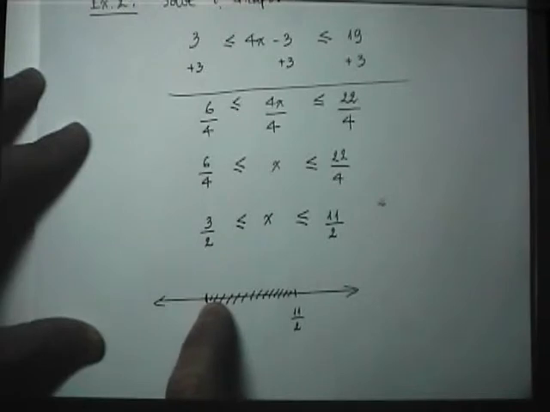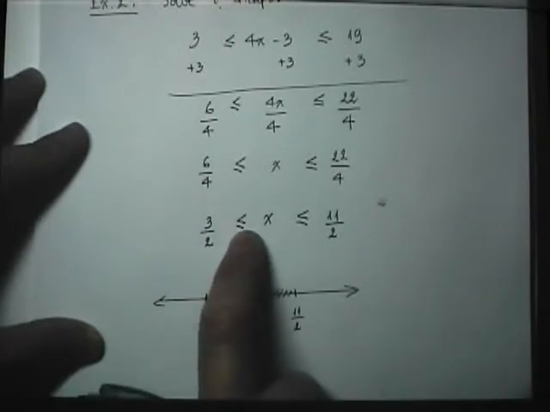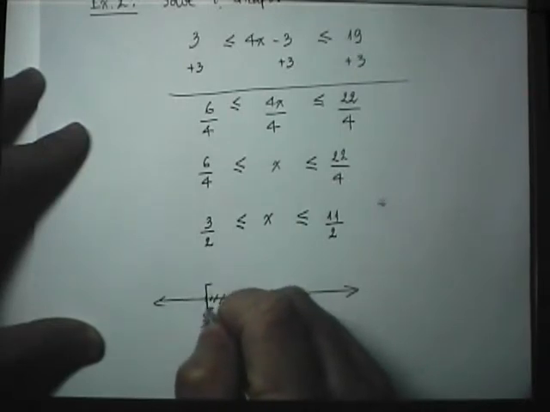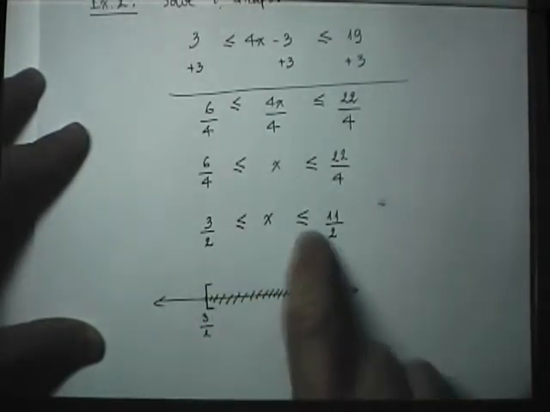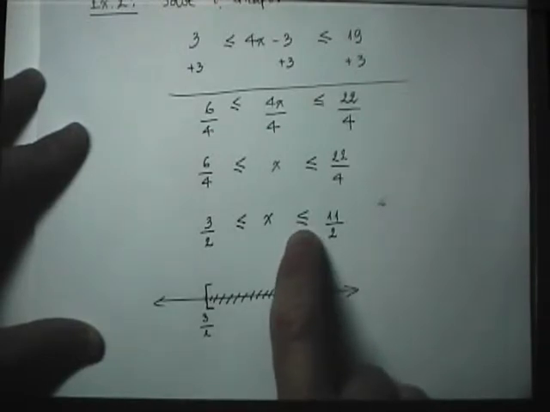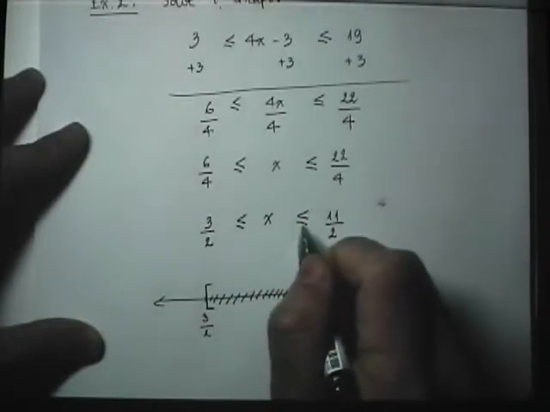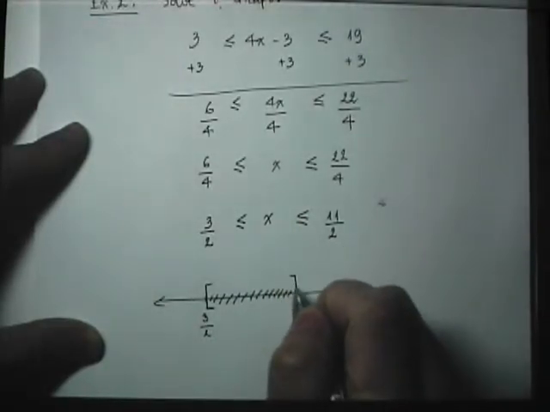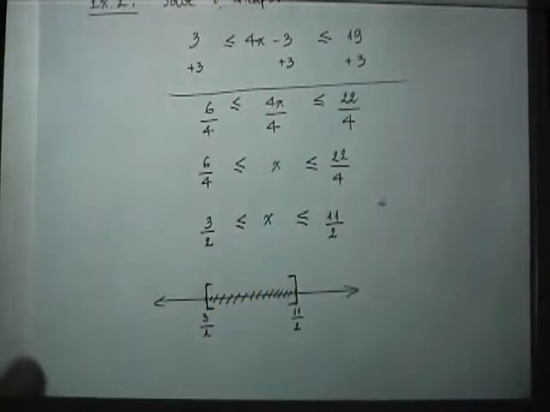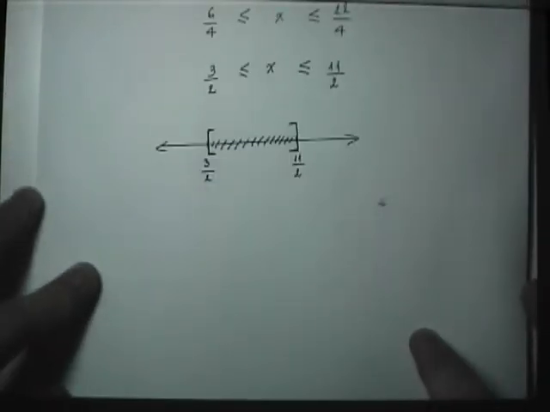Now on the left end, do I want to use brackets or parentheses? The inequality does involve the equal sign, so I am using a bracket. How about on the right end? Do I want to use parentheses or brackets? If you look back at the inequality, we do have the equal sign involved, so on that closing end, it's a bracket again. So that's how you graph the solution of this compound inequality.